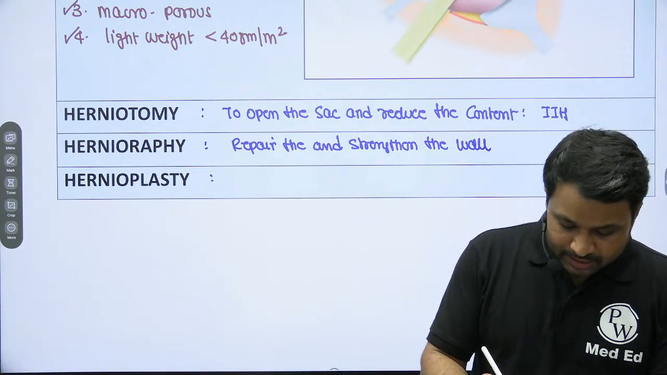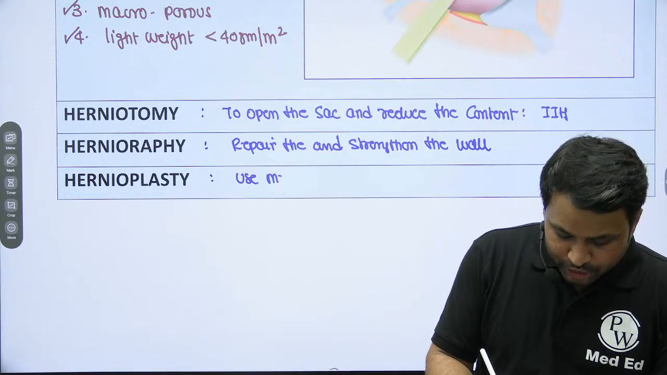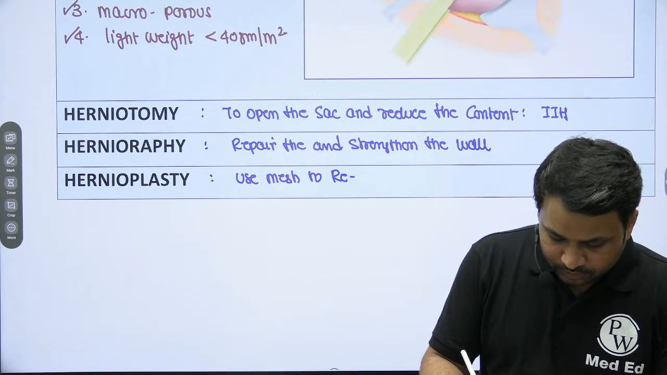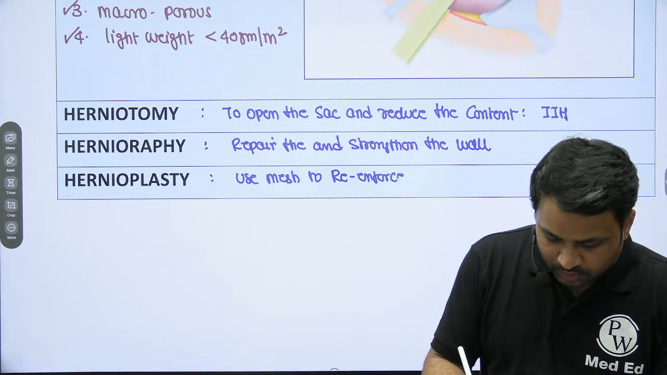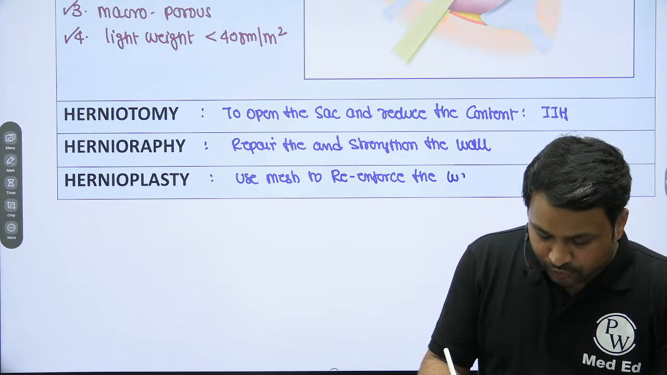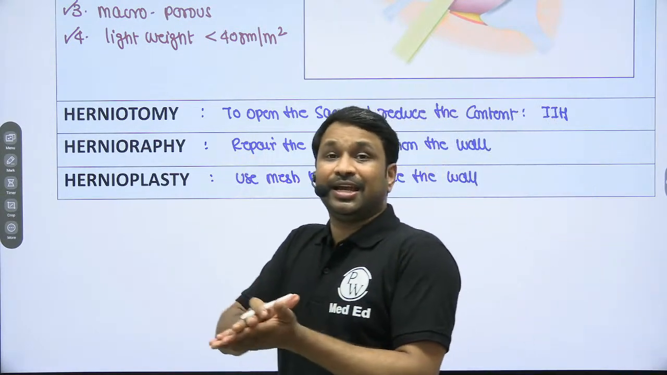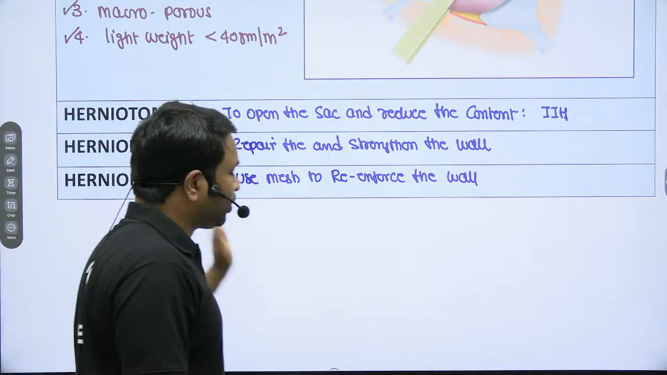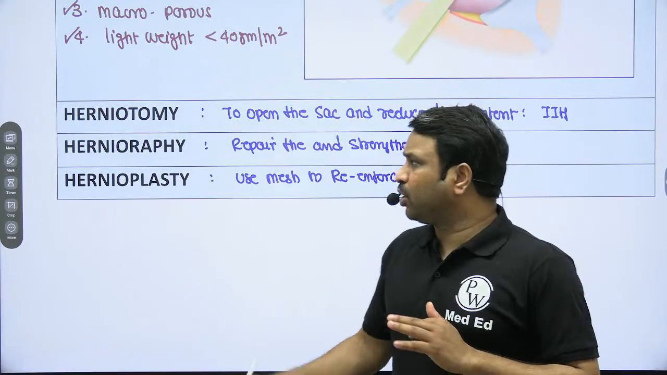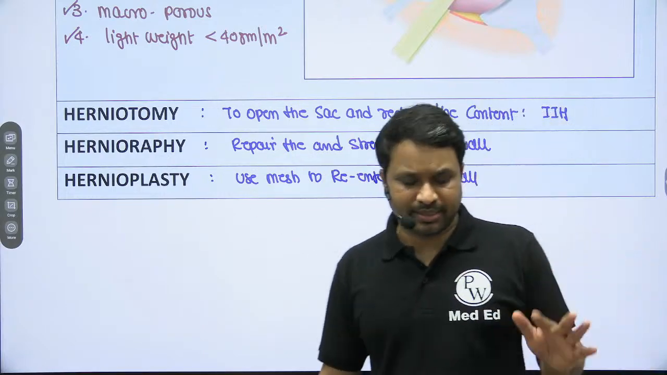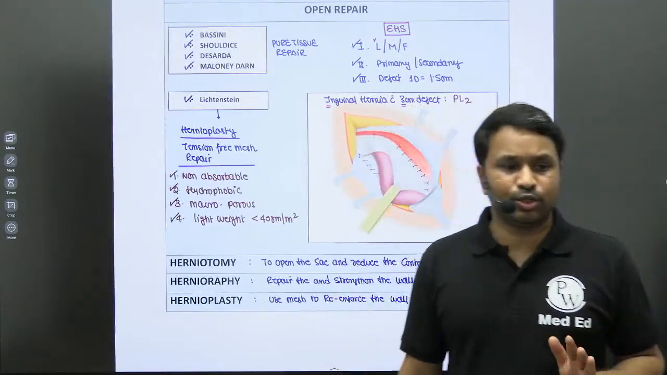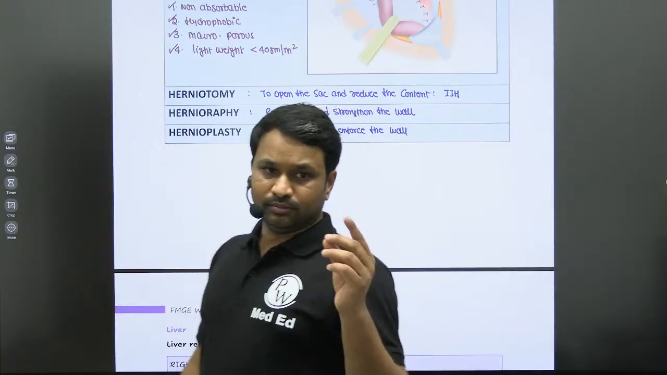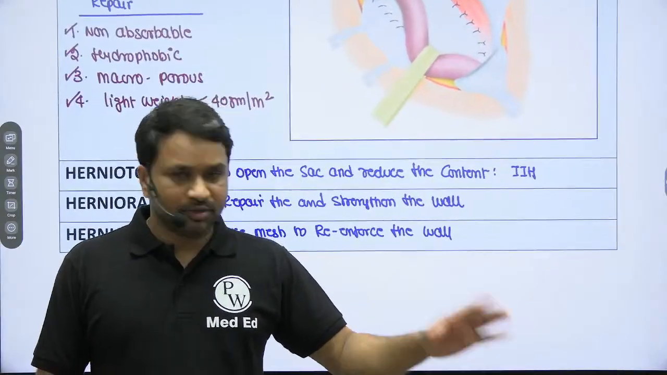Hernioplasty is to use mesh to reinforce the wall. So if you're using the mesh to recreate that wall and to recreate the posterior wall, this is what we call hernioplasty. If you're only using a pure tissue repair, it is called herniorrhaphy. As simple as that. Okay? So this is all that you should know in the context of hernia per se. Clear? Any doubt in hernia?